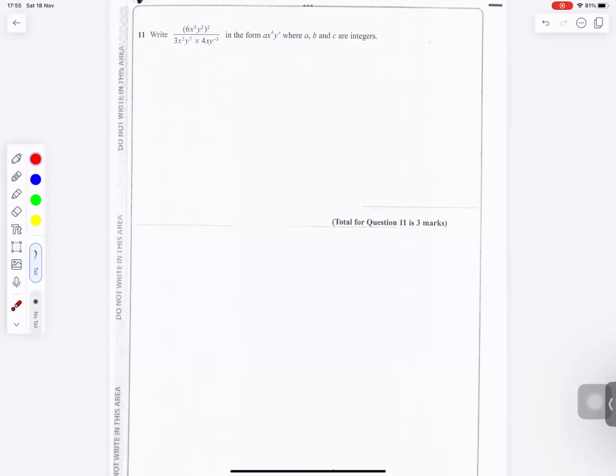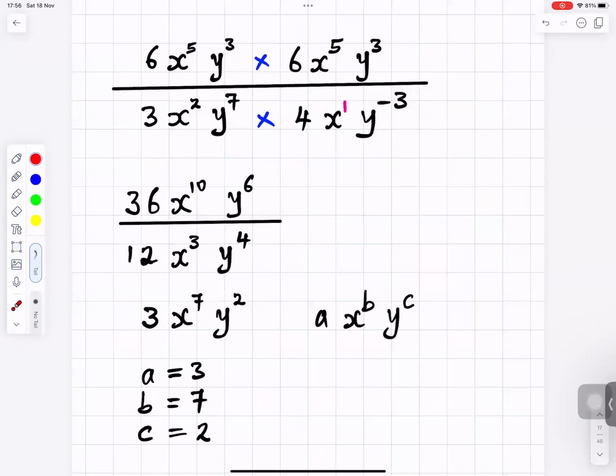Number 11, we want to simplify that and write it in the form a x to the power b, y to the power c. So what we do, we multiply the numbers first. 6 times 6 gives you 36. 3 times 4 gives you 12. x to the 5, x to the 5. 5 plus 5 is 10, so it gives you x to the 10. 3 plus 3 is 6, y to the 6. Underneath, 2 plus 1 gives you 3, so x cubed. 7 minus 3 gives you 4.